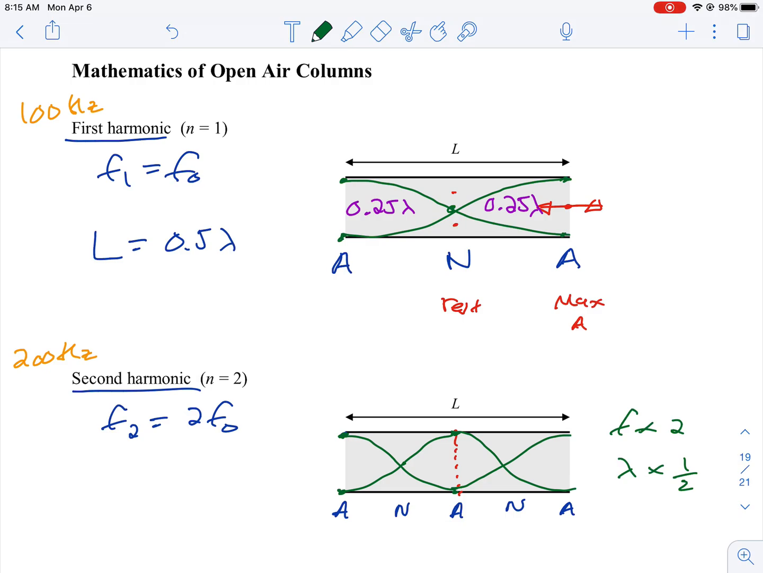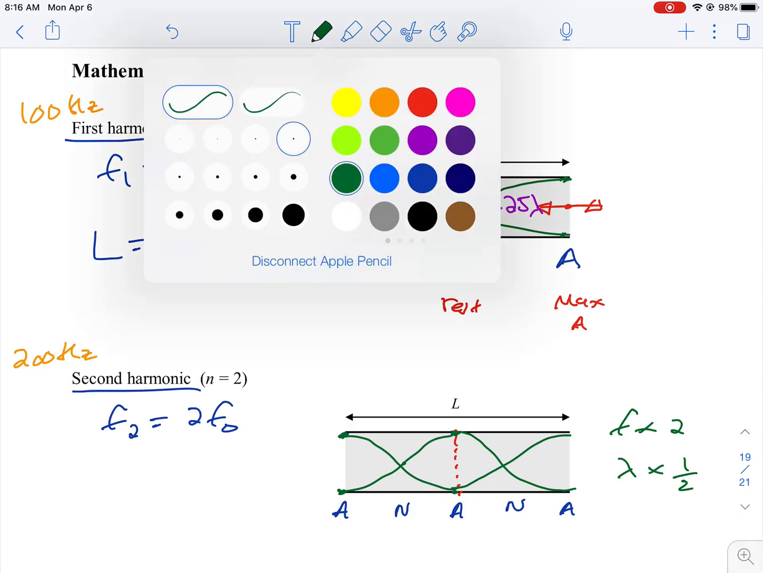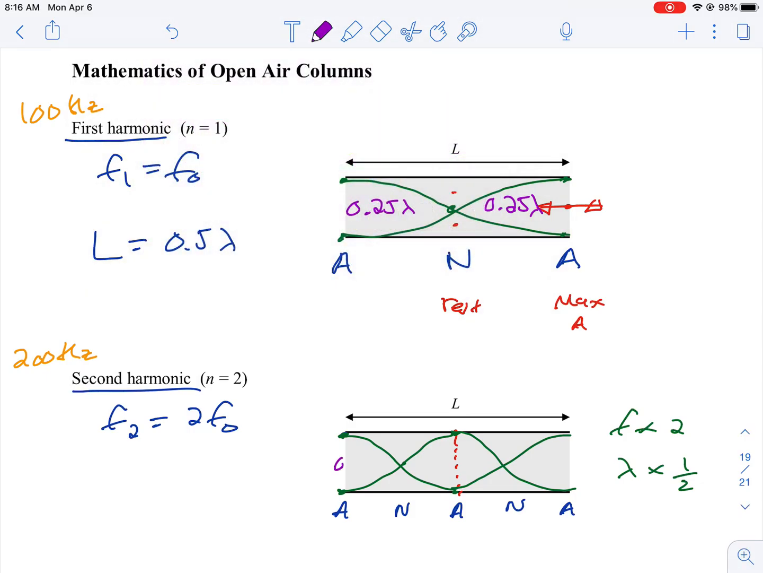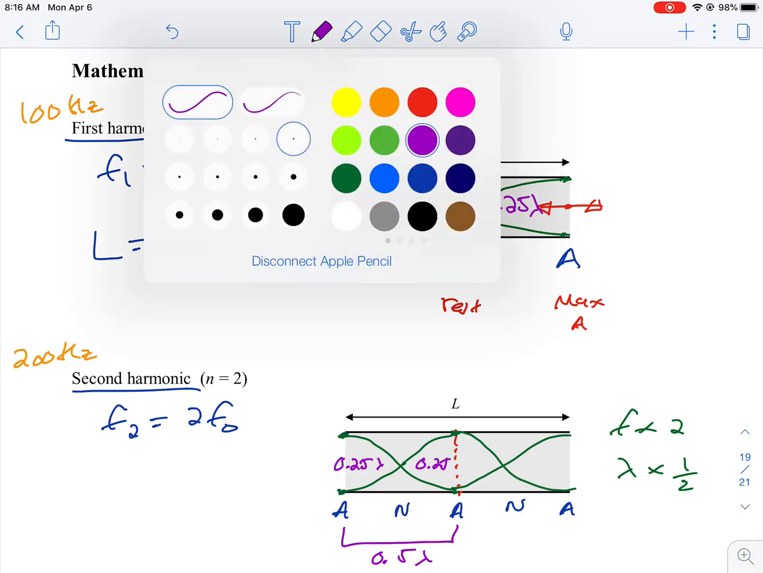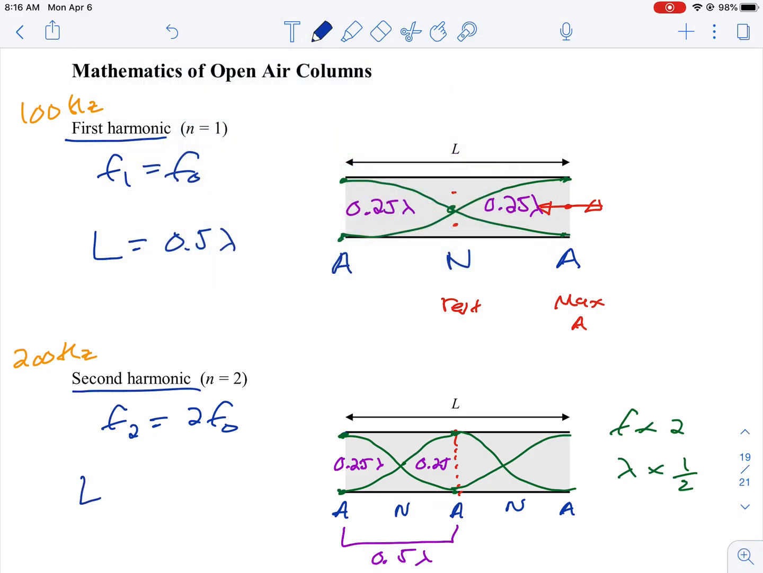And remember that, again, if you want to count these things up, that's 0.25 lambda, and so is this. So together, that whole thing is 0.5 lambda, and we have 2 of those. So if we want to make a general formula, in this case, L will be equal to 2.5 lambdas, just like a stretched string. Okay, so it turns out every harmonic exists, and they use the 0.5 lambda formula. So now we can summarize this.